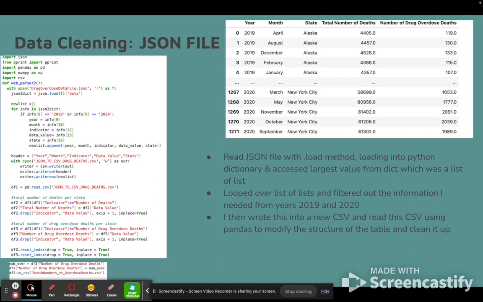By loading the JSON dictionary into a Python dictionary, I accessed the largest value from the dictionary, which was a list of lists. I then looped over this list of lists and filtered out the information I needed from the years 2019 and 2020. Some of the information was the state, the drug type, the year, month, the number of deaths per drug, etc. I then wrote this into a new CSV and read the CSV using pandas to modify the structure of the table and clean it up.